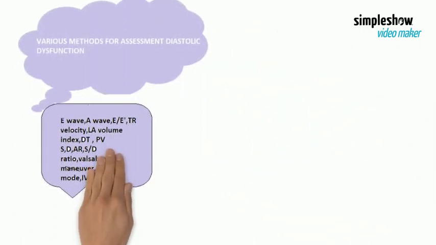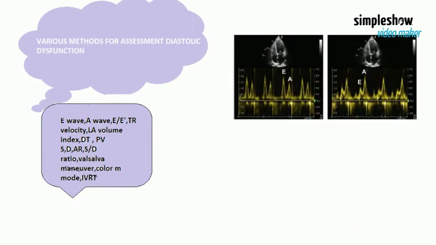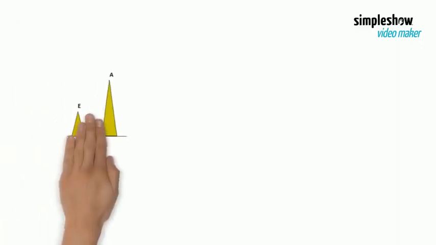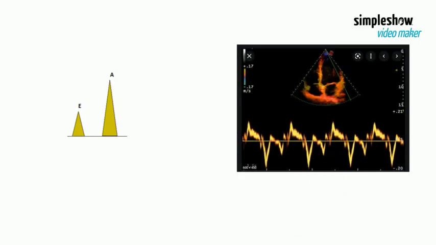There are various methods available for evaluating diastolic dysfunction. When assessing diastolic dysfunction, blood flow velocity across the mitral valve and mitral annular plane velocity are mostly used as a standard assessment. Mitral flow velocities are measured using both pulse wave and tissue Doppler imaging.